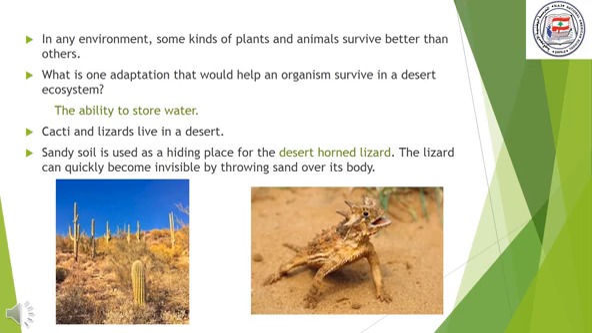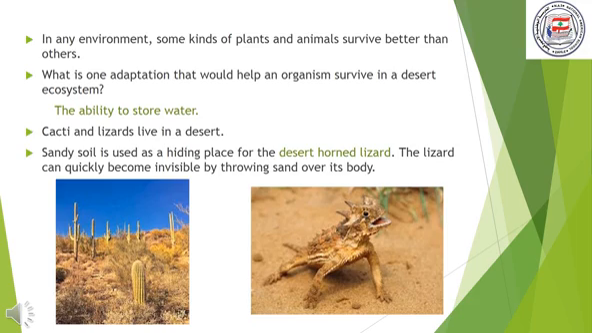So let's ask a question. What is one adaptation that would help an organism survive in a desert ecosystem? Usually plants or animals, in order to survive in a desert where the water supply is limited and it is a dry area, what do you think is one adaptation that helps these organisms survive? Yes, it is the ability to store water.